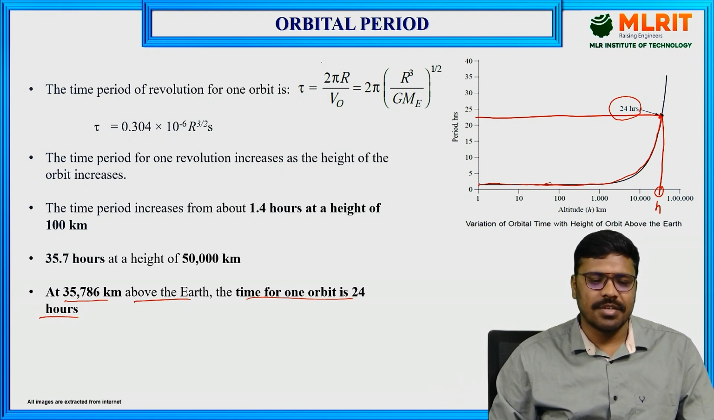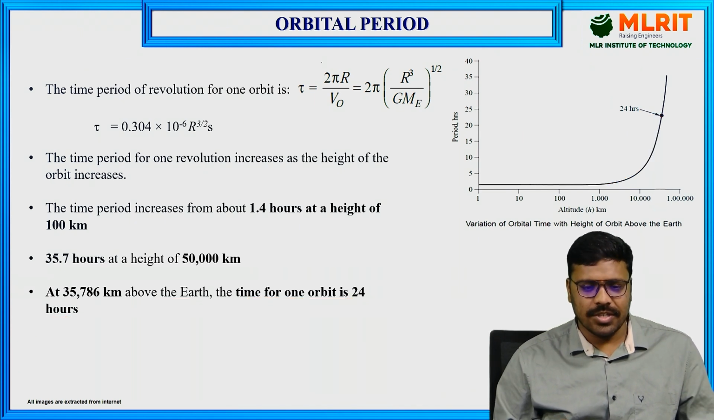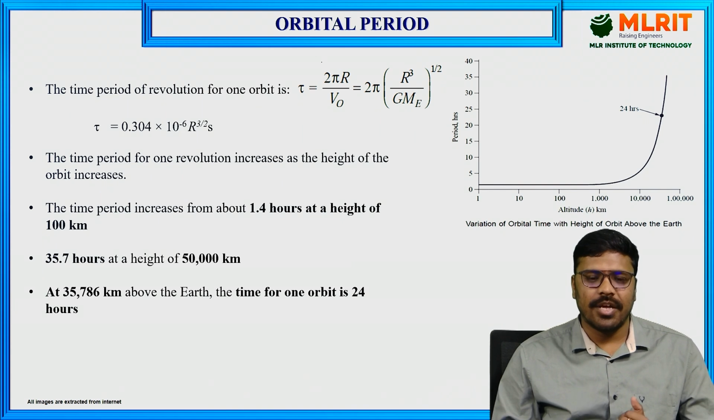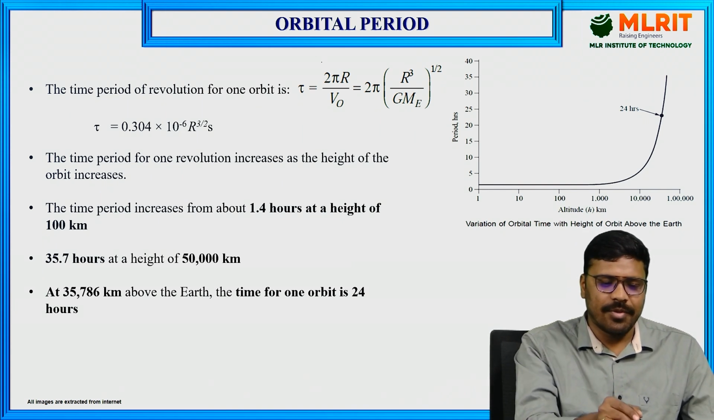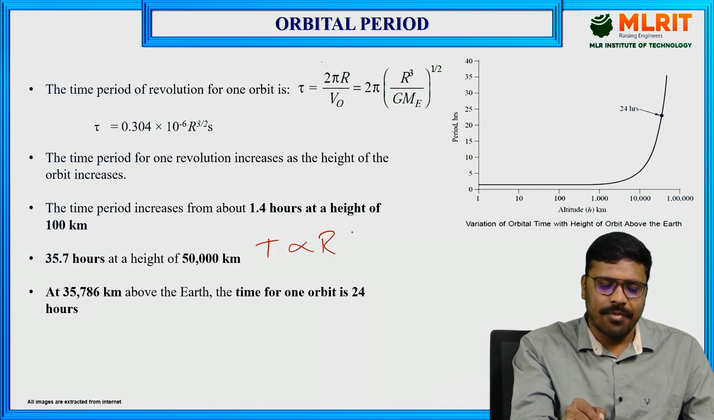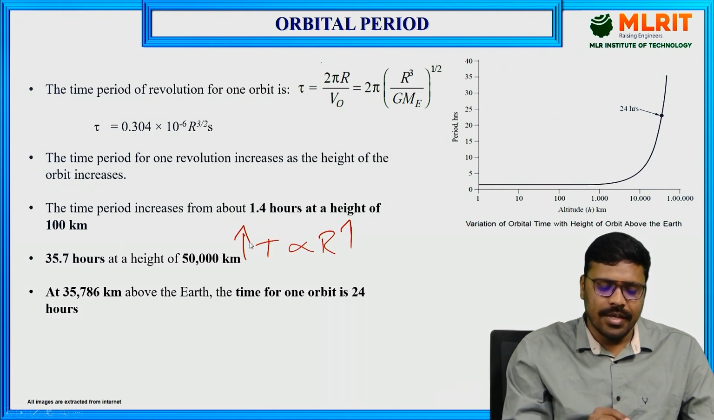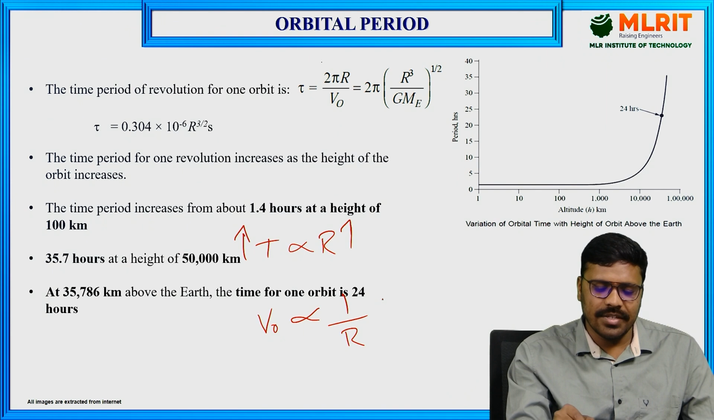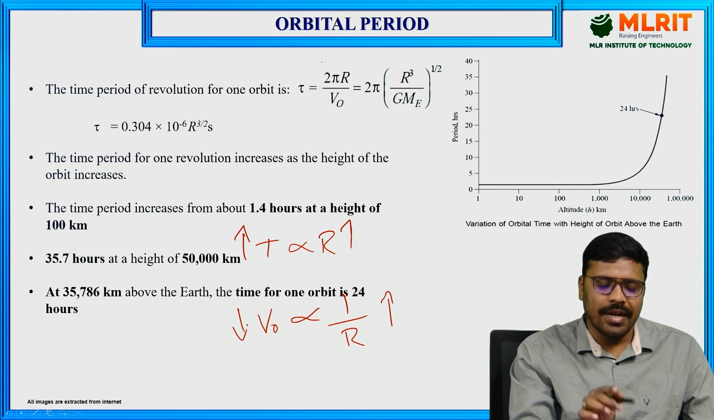We will discuss the properties of the geosynchronous orbit in the next lectures. These are the topics we discussed today: orbit, orbital velocity and orbital period. Orbital period is directly proportional to the radius: if radius increases, orbital period increases. And orbital velocity is inversely proportional to the radius: if radius increases, orbital velocity decreases.